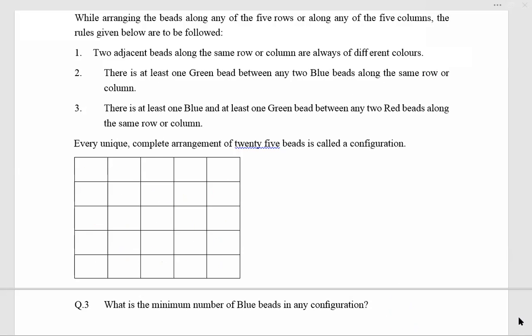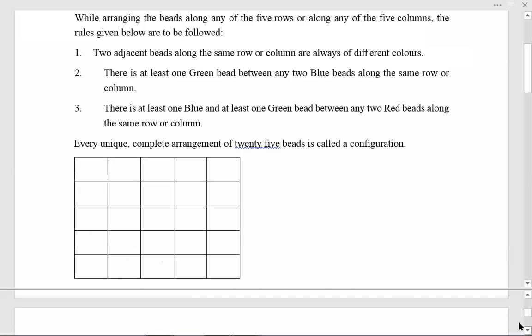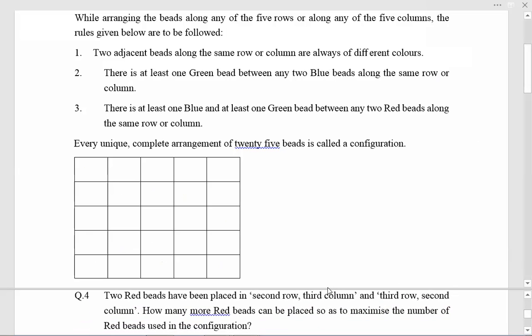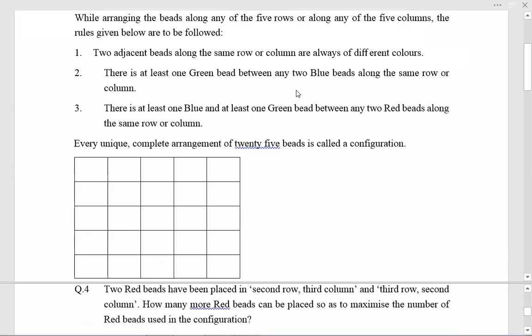Next. Two reds are placed: second row, third column, red, and third row, second column, red. How many more reds can be placed so that the number of reds is maximum using this? We need to maximize the number of reds.